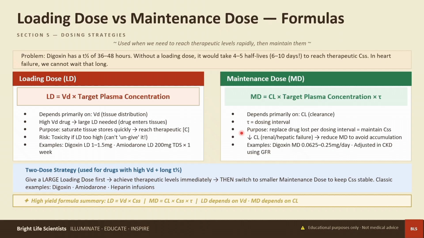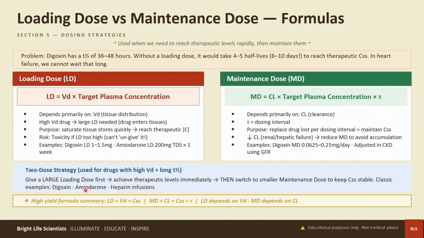Maintaining steady state. When clearance falls in renal or hepatic failure, the maintenance dose must be proportionally reduced. For digoxin in chronic kidney disease, we use GFR to calculate the dose reduction. Two-dose strategy in summary: give a large loading dose first to achieve therapeutic levels, then immediately switch to a smaller maintenance dose to sustain those levels.